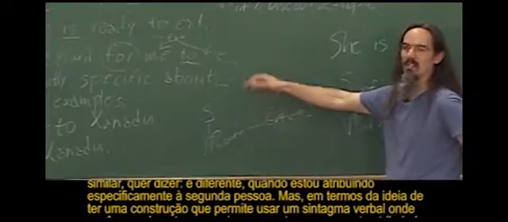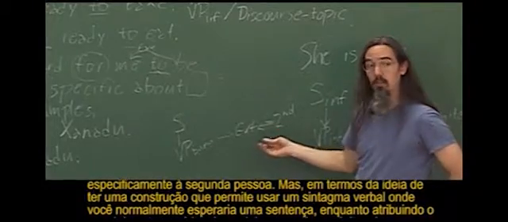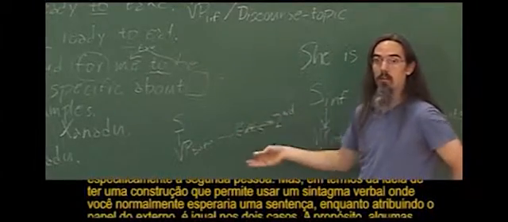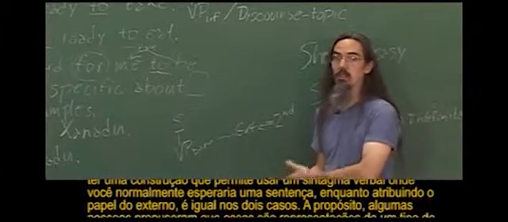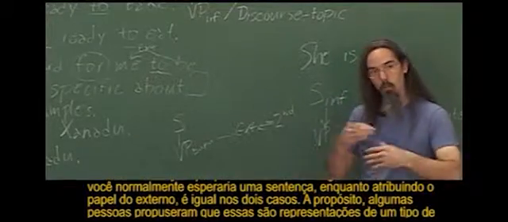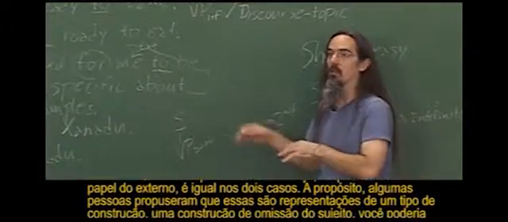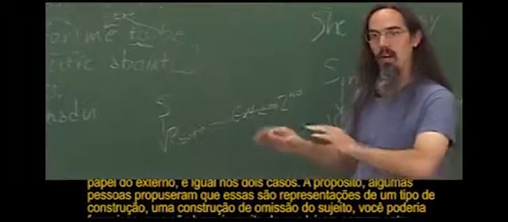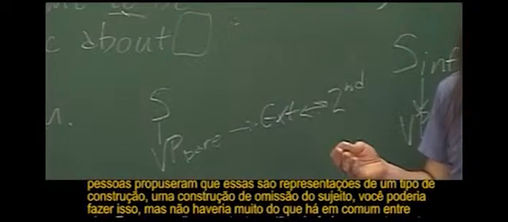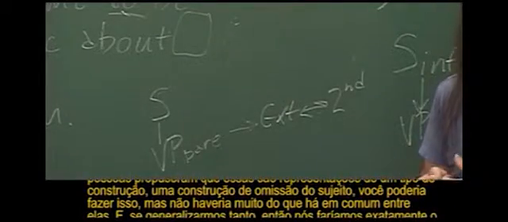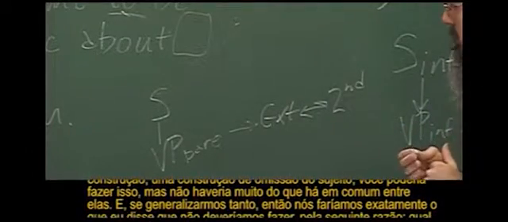Okay, so you see that this is a very similar kind of thing. I mean, it's different in that I'm assigning specifically to a second person, but in terms of the idea of having a construction that allows you to use a verb phrase where you otherwise would expect a sentence while assigning the role of the external is the same across these two. By the way, some people have proposed that these are representations of one kind of construction, a subject omission construction. You could do that, but there wouldn't be a lot in common between them.